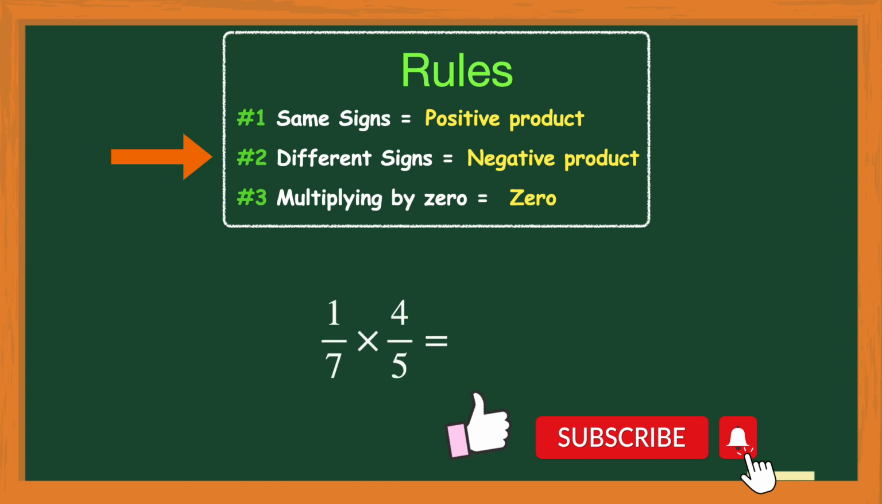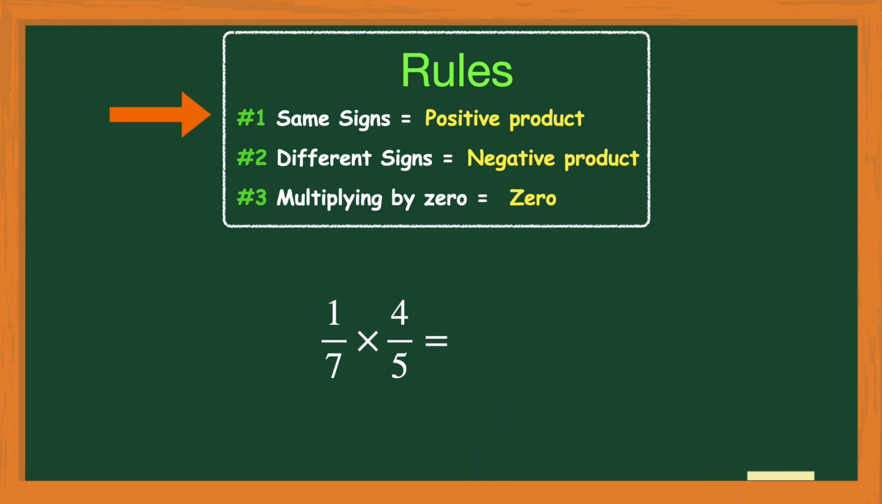Now let's use the same pair of fractions, but this time I'll take away the negative sign from the 4/5. Now I have two fractions with the same signs, so I'll follow rule number 1, which says when the signs are the same, the product will be positive. So after multiplying the numerators and the denominators, the product will be positive 4/35.